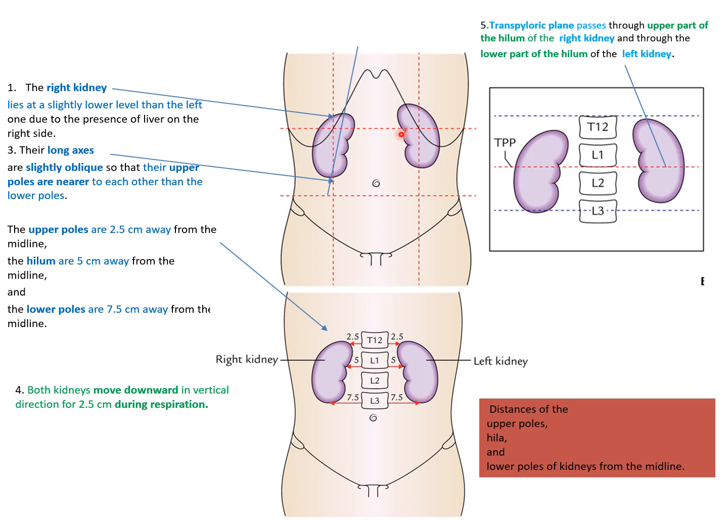Also, the kidneys move downward in vertical direction for about 2.5 cm during respiration. This is the transpyloric plane. The transpyloric plane passes through the upper part of the hilum of the right kidney and the lower part of the hilum of the left kidney.